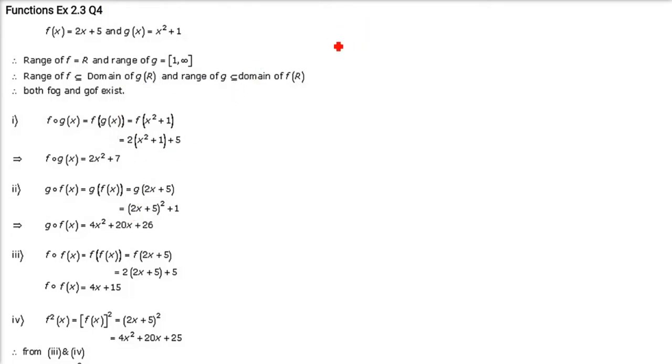First we will try to find out f of g(x), that is fog x, sorry. So domain and range, you can see that the domain is all real numbers, but for the second, g(x), the range is 1 to infinity, because x square will always be positive. So even if it is 0, it is added with 1. So it will be 1 and ahead.